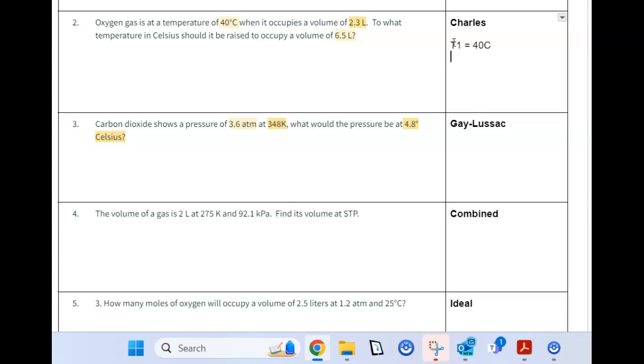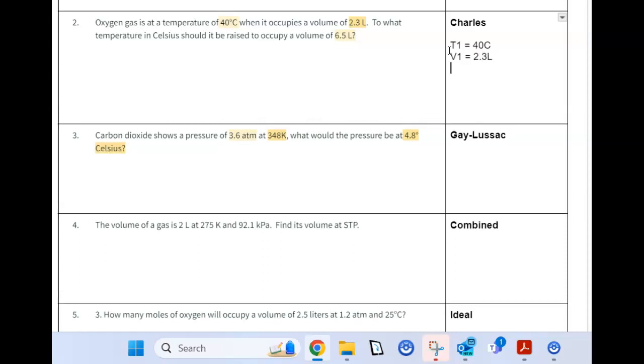T2, then my second piece of data is going to be liters. So that's going to be volume. So that's V1 is equal to 2.3 liters. And then my last piece of data is 6.5 liters. Liters is volume, so that's going to be my V2 is equal to 6.5 liters. And I'm checking both my liters are agreeing, they're the same unit, so that's great.